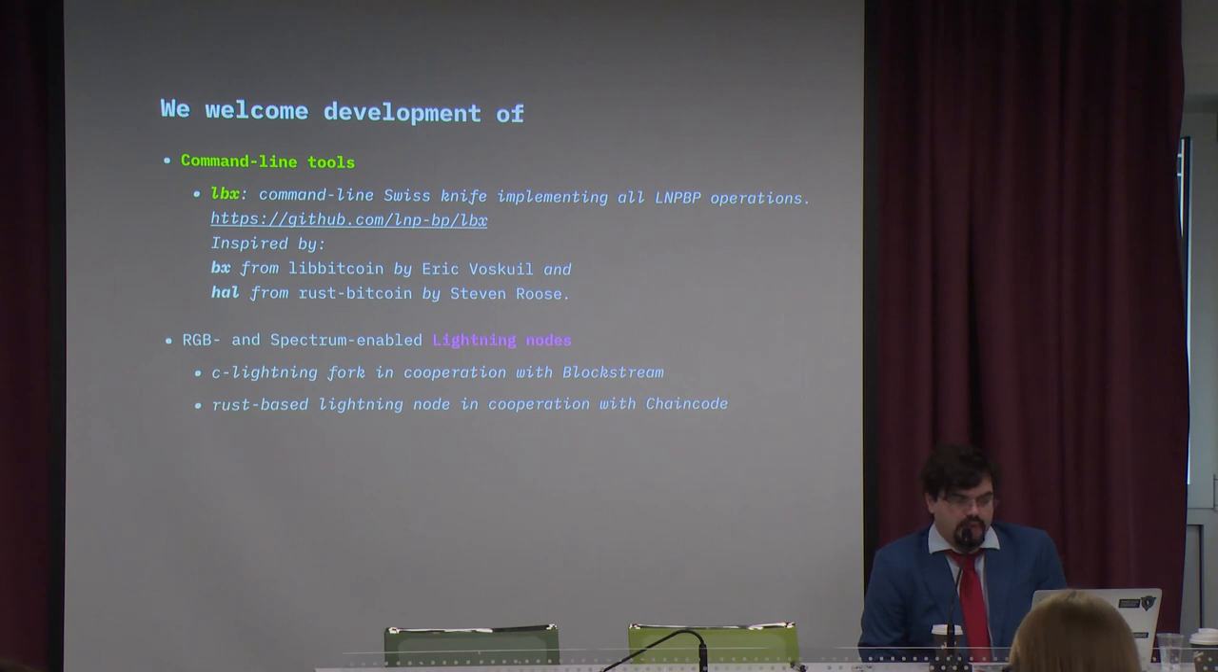The plan is that we will fork C Lightning, and the fork will be maintained in a way that all new C Lightning functionality can be easily rebased upon it, with the purpose of merging the fork back into the main C Lightning branch after the release of RGB, or if we are able to create a common standard for confidential assets and RGB. Also, in cooperation with Chaincode, and now Wasabi also said that they are interested in that, we will work on the Rust-based Lightning node. And it will be highly interconnected with C Lightning. I will describe how it will all work together.